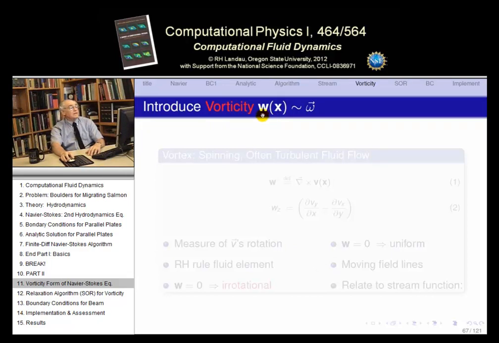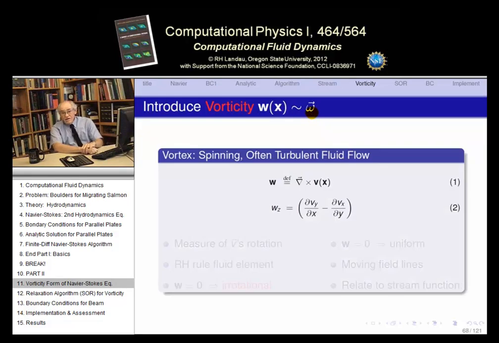It's a vector quantity as a function of x, and the w is designed to look much like omega, the angular velocity term. Okay? And the word vortex, if you look it up in a dictionary, means something that's spinning, something that's often a turbulent flow of currents. You think of it as a spiral current flowing down, so that's the property of a vortex. So this is now a mathematical measure of how much curl there is in a current, okay, in a fluid.